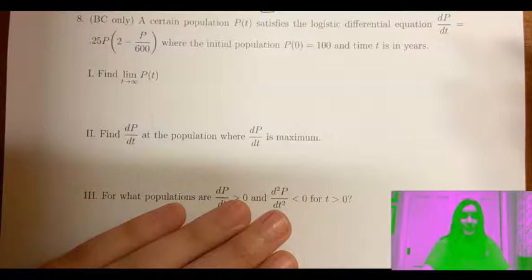because we only have one question left. So this is another BC question. 7 was a BC question too, both as of 2020. So an AB student wouldn't see this on the AP exam. But this is a logistic differential equation.